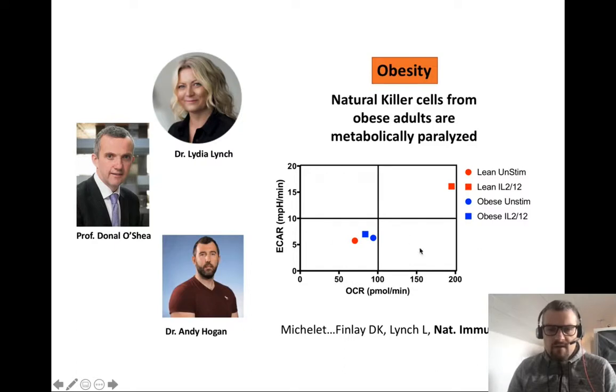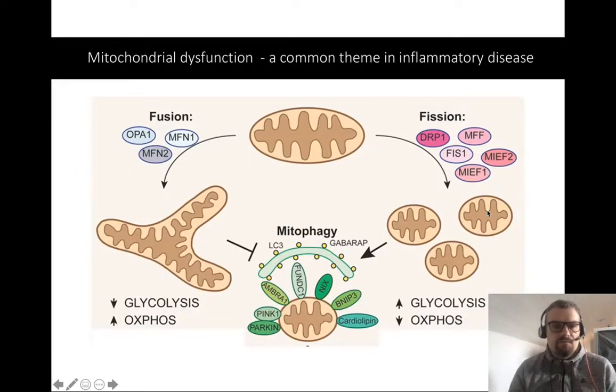So you probably heard about this process from Richie Porter earlier in the year. If you take NK cells from the blood of lean individuals, you can see that when you activate them with cytokine, you get this really nice metabolic response, with increases in both glycolysis and OXPHOS. But if you take NK cells purified from the peripheral blood of obese patients, you can see that there's absolutely no metabolic response whatsoever in response to cytokine stimulation.